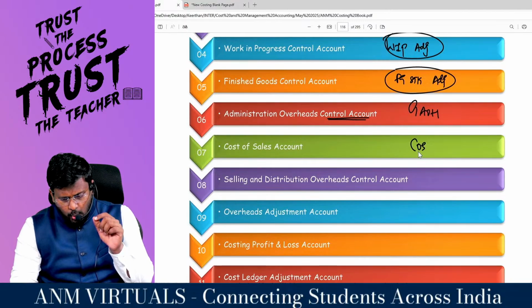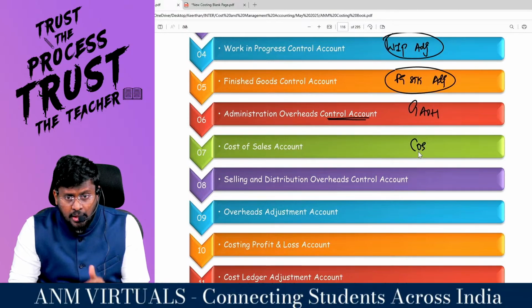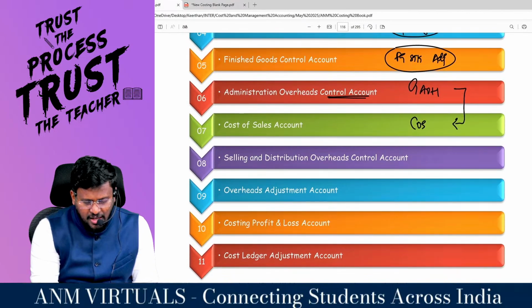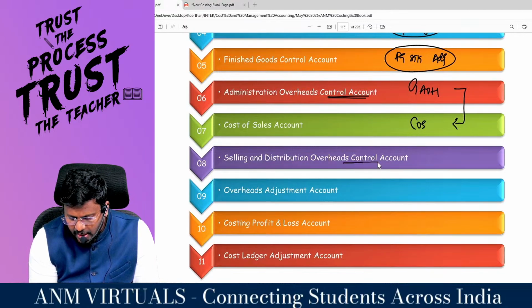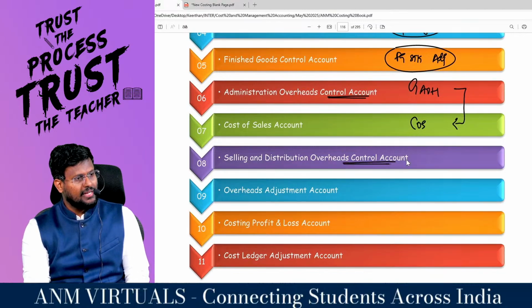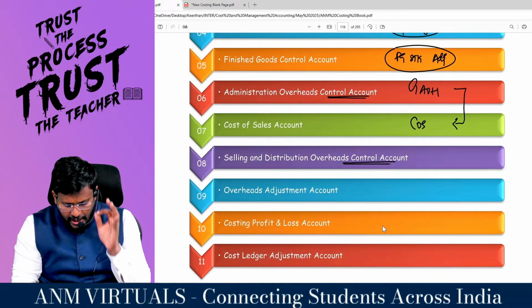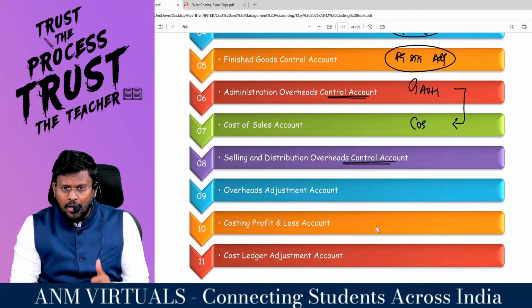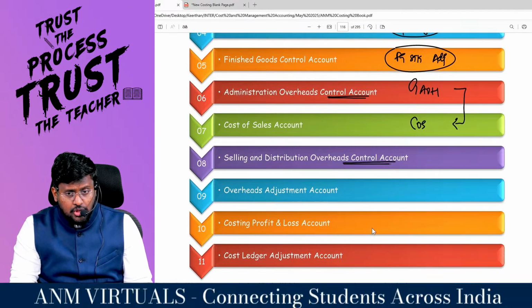In order to convert the cost of goods sold into cost of sales, I have to use the administration overhead control account and also the selling and distribution overhead control account. So all the transactions relating to administration overhead will be recorded in the administration overhead control account, and selling and distribution overhead will be recorded in its own control account.